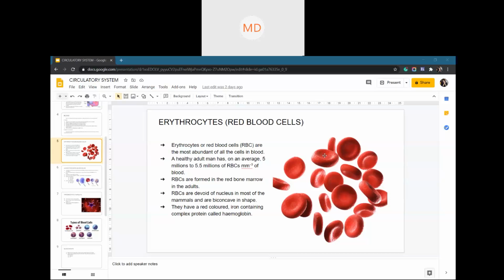Why is it red in color? Because of the presence of hemoglobin. And what is hemoglobin made up of? It is made up of iron. Four heme molecules and iron. So this is about red blood cells. This is the first type of cell.